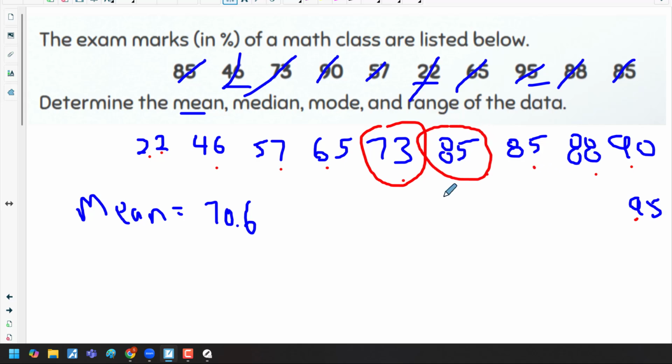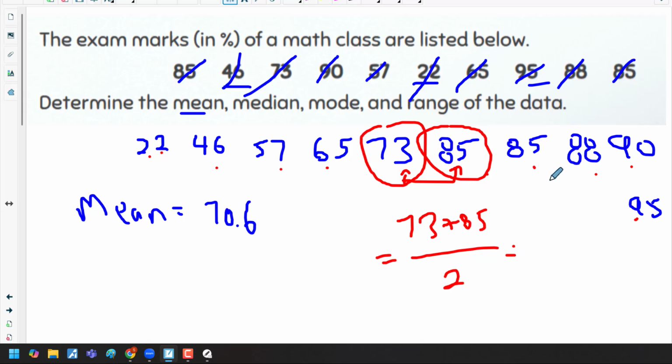And if you remember correctly, if there was an even amount of numbers in your number set, then you have to take the average between the two middle terms. So they're going to be exactly two middle terms. In this case, the two middle terms are 85 and 73. So take the average of 73 and 85. Let's add them together, divide by 2.